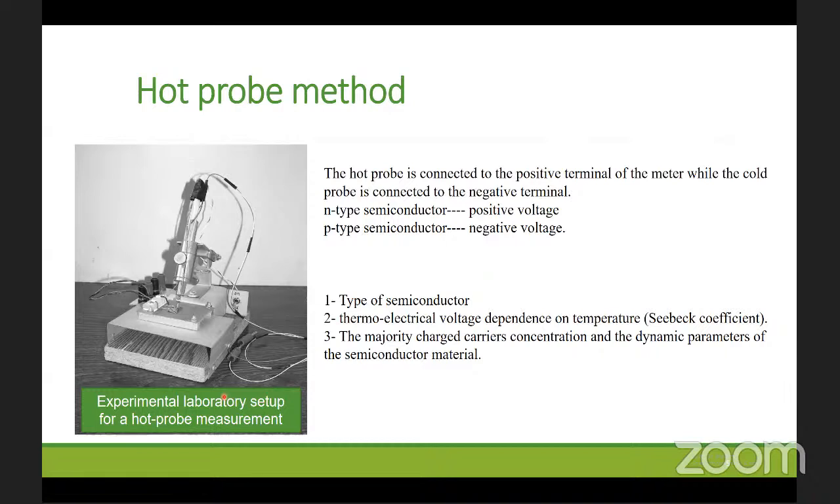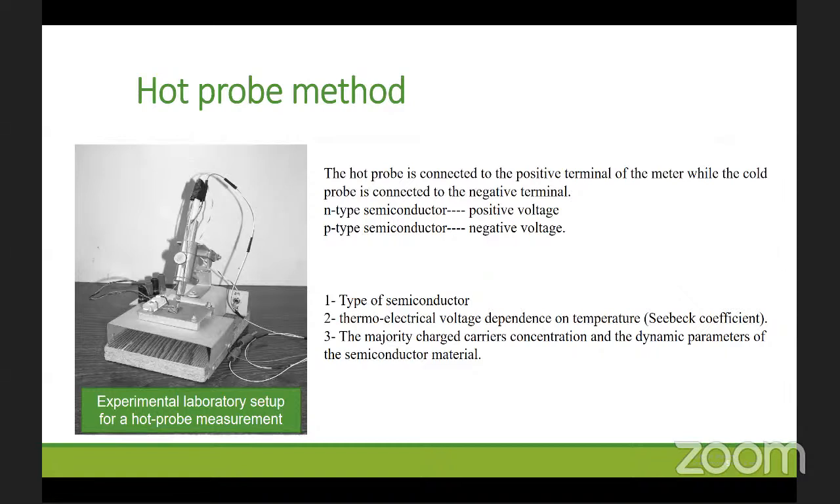In applying cold and hot probe to the N-type semiconductor, a positive voltage readout is obtained in the meter, whereas for P-type semiconductor a negative voltage is obtained. The hot probe experiment can be used in various methods to determine the type of semiconductor. The thermoelectric voltage depends on temperature, where we can calculate the Seebeck coefficient, the majority charge carriers concentration, and the dynamic parameters of the semiconductor material.